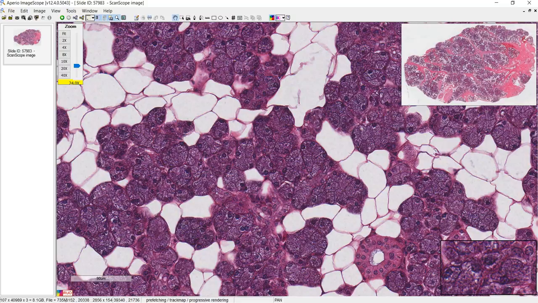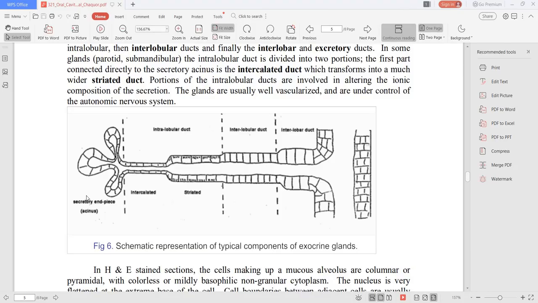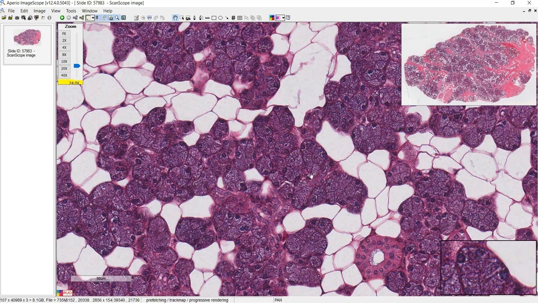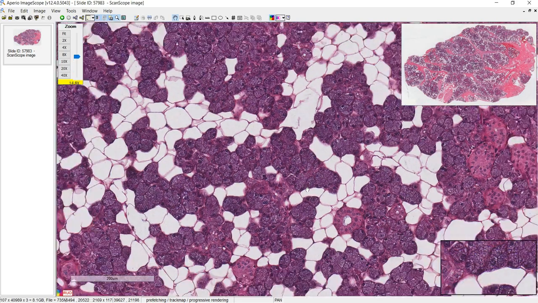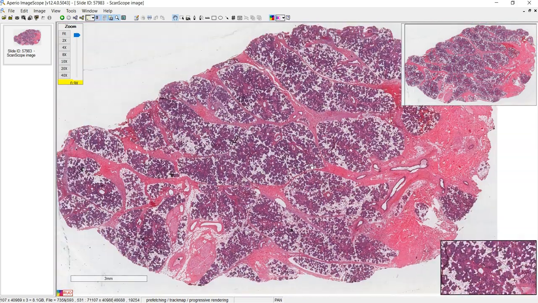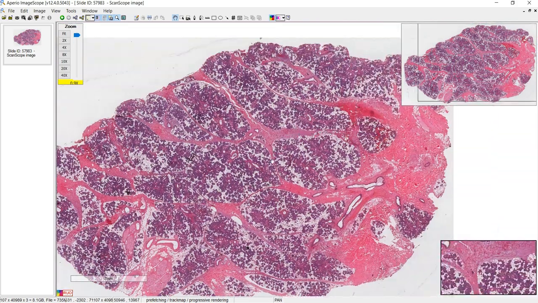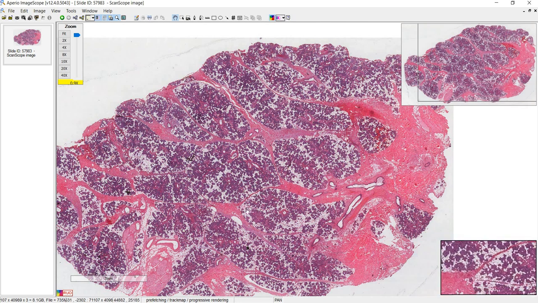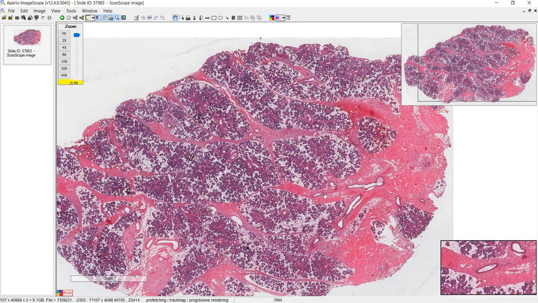All right, so we talked about the serous acinus here. Now let's talk about the ducts, because we definitely need to know the difference between the intralobular ducts and the interlobular ducts. But first, what the hell is a lobule, right? So let's zoom out. This is one lobule. You can see it's kind of separated from other lobules like this one with the connective tissue in the middle.